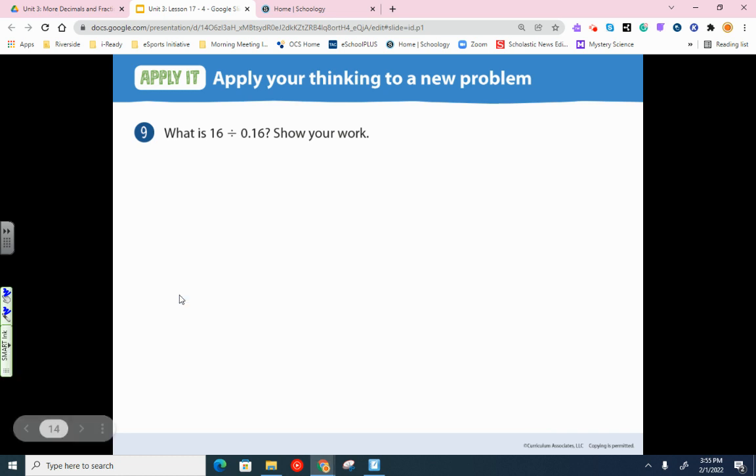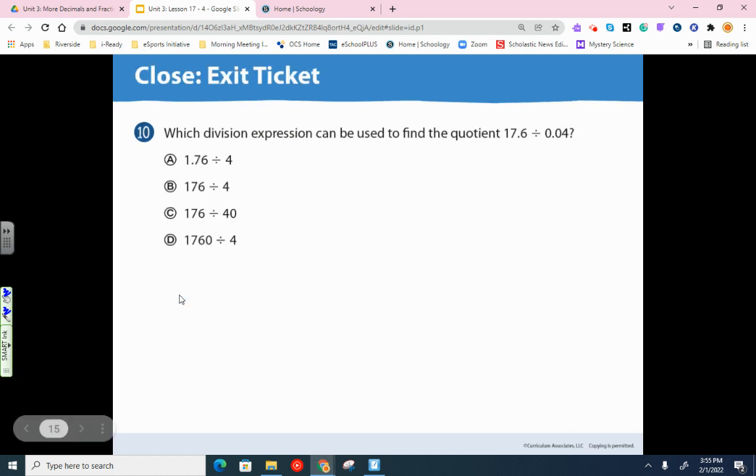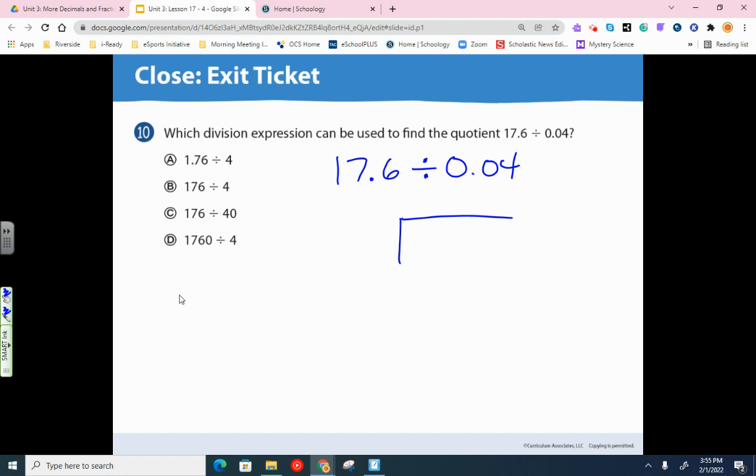And this last one, we don't actually have to solve it. We just have to set it up. It says, which division expression can be used to find the quotient 17 and 6/10 divided by 4 hundredths? Well, let's set this up. 17 and 6/10 divided by 0.04. This first number is our dividend, 17 and 6/10. This other number, 0.04, that's our divisor.